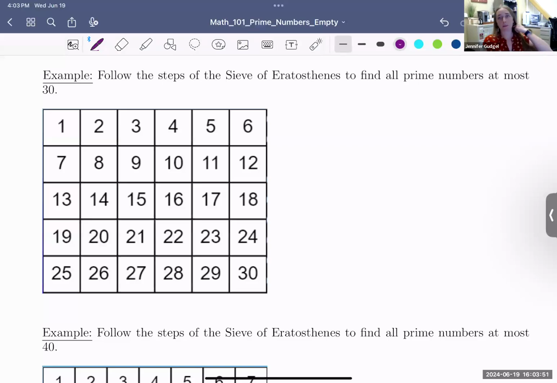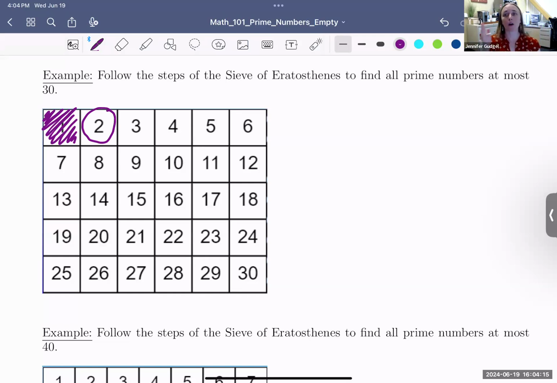So we are trying to find the prime numbers up to 30, at most 30. The way this works, the Sieve of Eratosthenes, is we don't include 1 because it's not prime or composite. We circle the first prime, since we're always going to start at 2. 1 is not a prime or a composite. 2 is the first prime number.